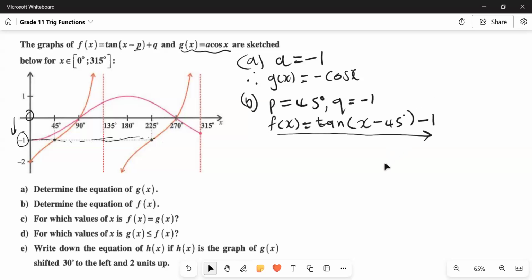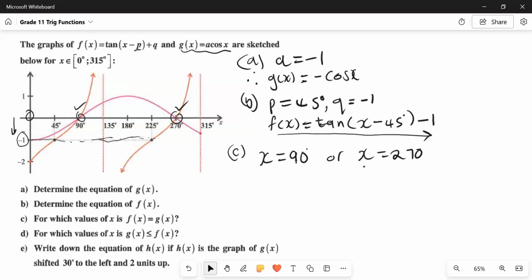And then, for which values of x is f of x equal to g of x? Point of intersection. So x equals 90, or x equals 270. These are points of intersection where the graphs are equal.